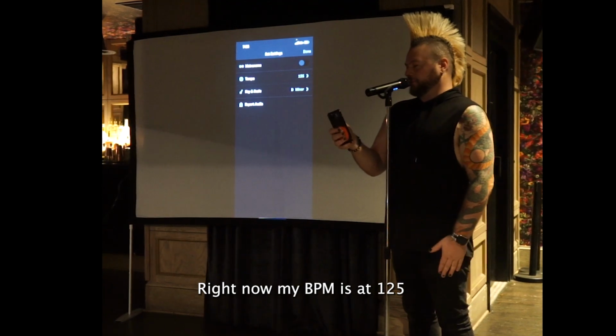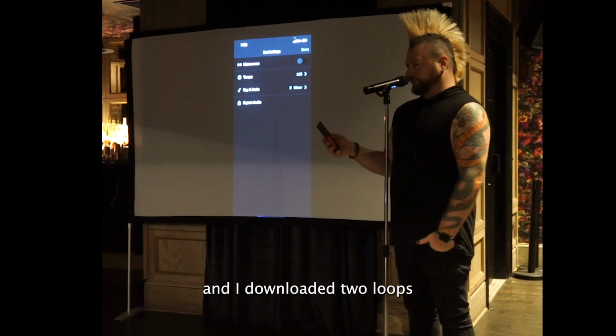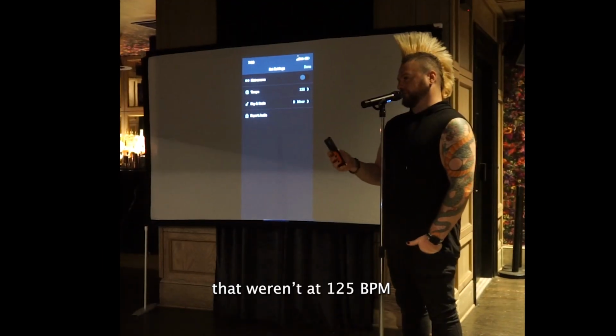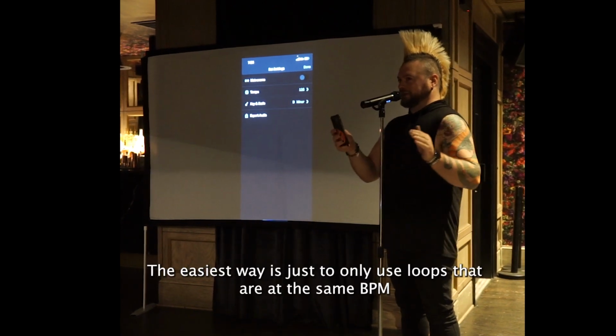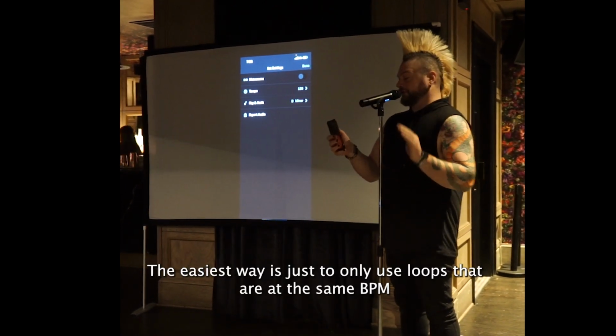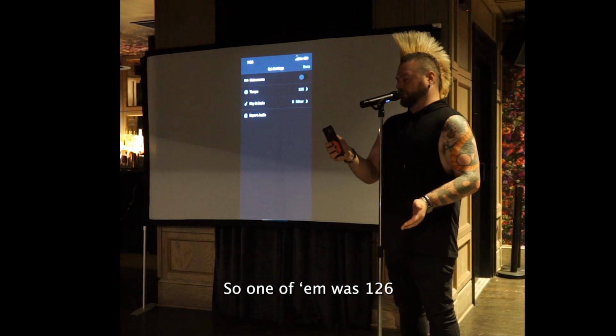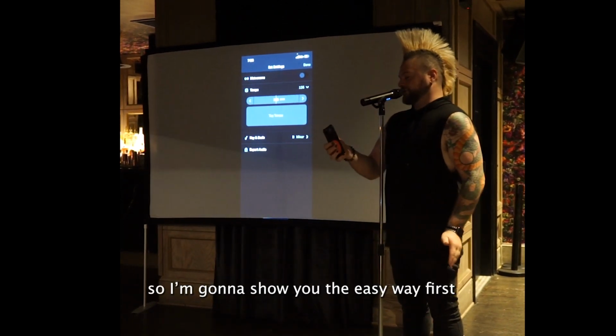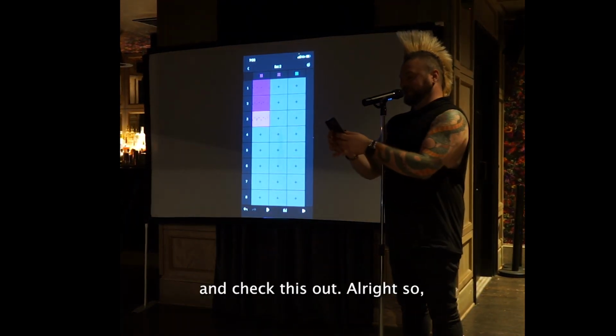Now my BPM is at 125. I downloaded 2 loops that weren't at 125 BPM. The easiest way is just to only use loops that are at the same BPM. So one of them was 126. So I'm just gonna show you the easy way first and check this out.